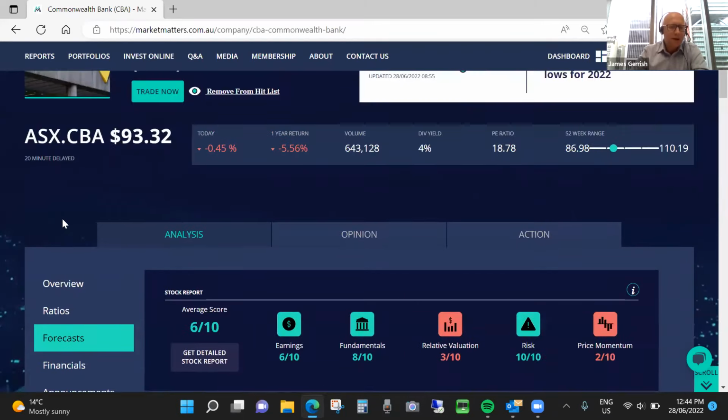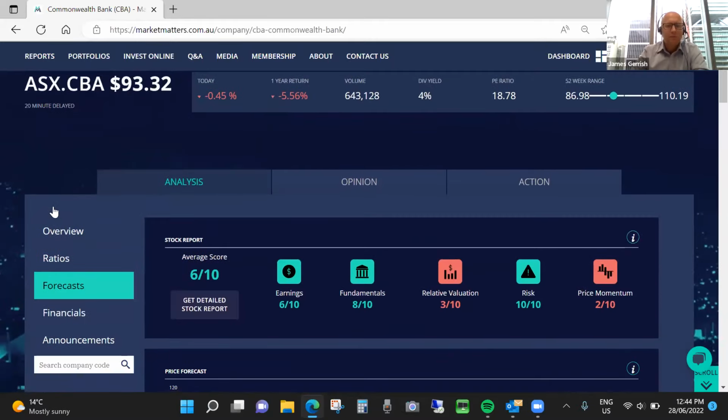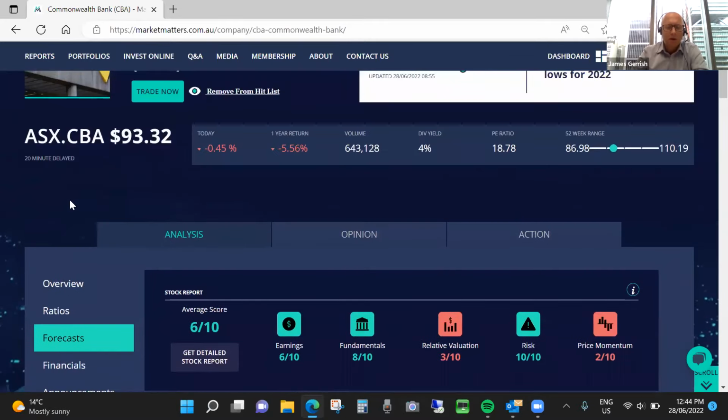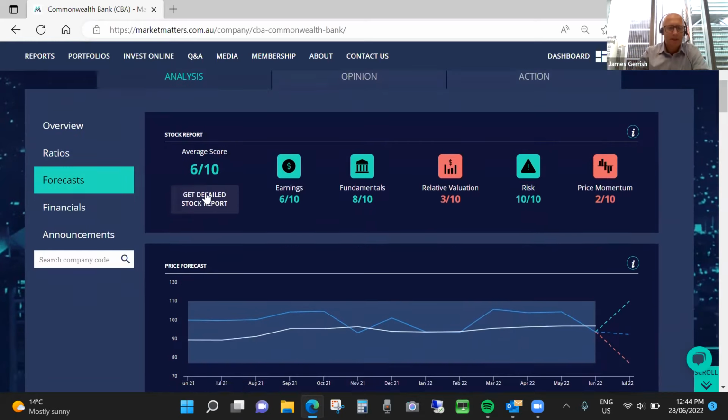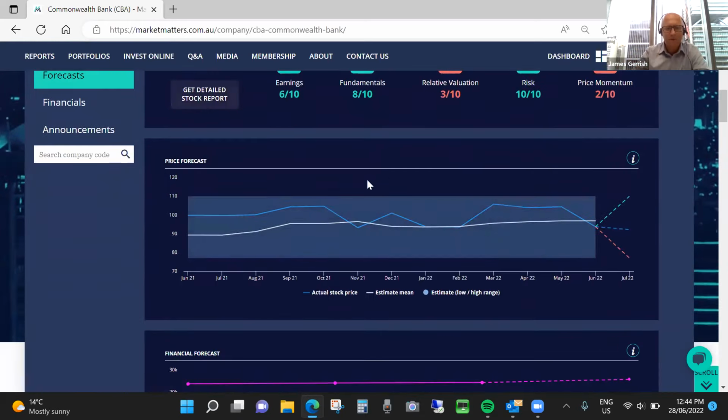In terms of forecasts, I wanted to do a couple of things when we're thinking about forecasts. I wanted to allow subscribers to download a detailed stock report in the first instance that was not around Market Matters opinion or our action framework, but a third party that looked quantitatively at what the market was looking at in a particular stock. And this is what's available in the stock report. I'm going to get onto that very shortly.